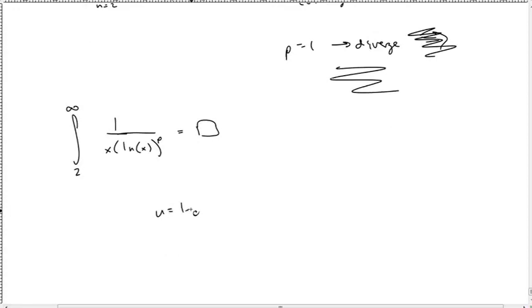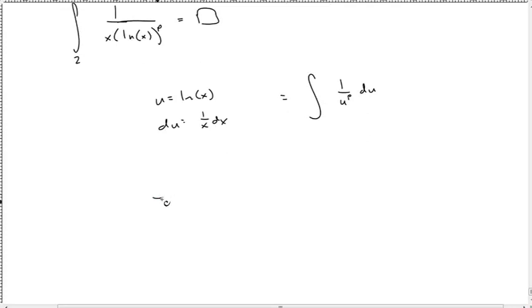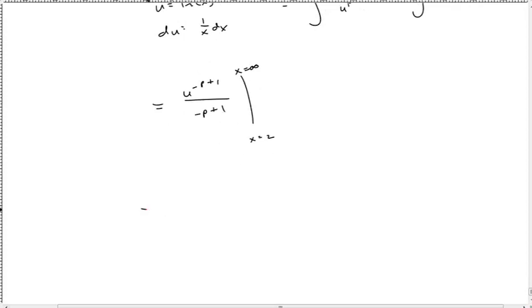So my u is equal to ln x, du is equal to 1 over x dx, and again, we just saw this one. I mean, we just did it. And so what it ends up being is 1 over u to the p power du. And so when I add 1 to the power and divide by the new power, what this actually looks like is a negative p power, right? And I'm going from x equals 2 to x equals infinity. Not at all concerned about the 2. So I'm going to flip this thing around a little bit.